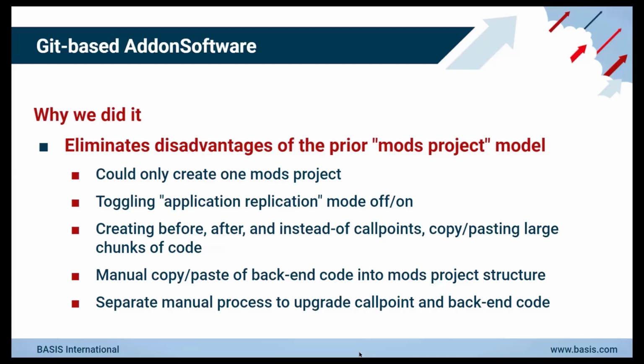You had to copy and paste chunks of Addon code into before, after, or instead of call points in your project file structure. You had to manually copy-paste backend code, reports, updates, and such into your project structure if you wanted to customize those. And with all of that, we still had a separate manual process to examine the call point and backend code and merge it in to a newer version. It was that separate manual process that brought Git onto the scene and was the idea behind making the whole install and upgrade process, along with customizations, take more advantage of Git.